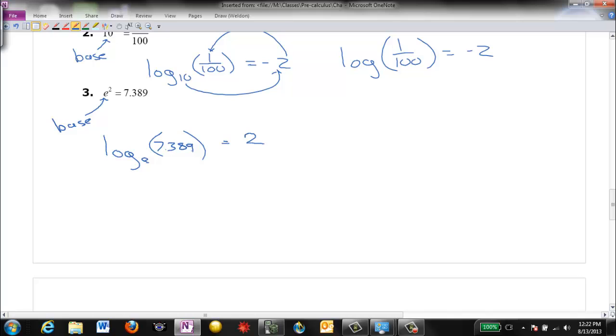And since this is a log base e, we should use proper notation. So log base e is the same thing as writing ln of 7.389, and that is going to equal 2. Okay, so let's test that out.